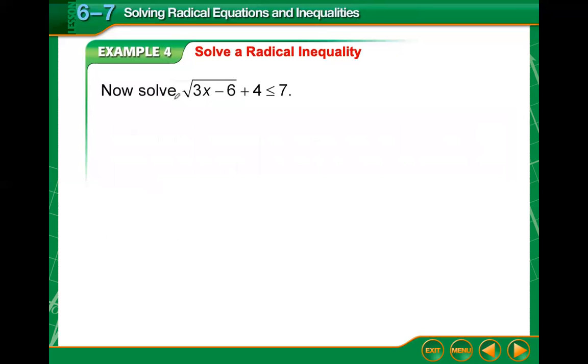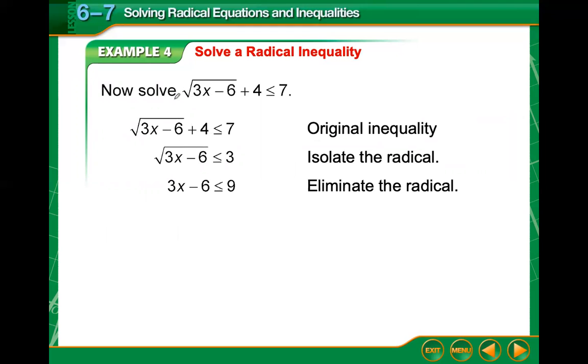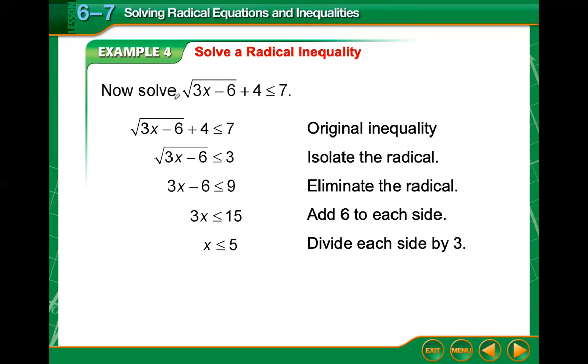Then we're going to use the original inequality and isolate x. And we get x is less than or equal to 5. So our solution set is 2 is less than or equal to x, which is less than or equal to 5.